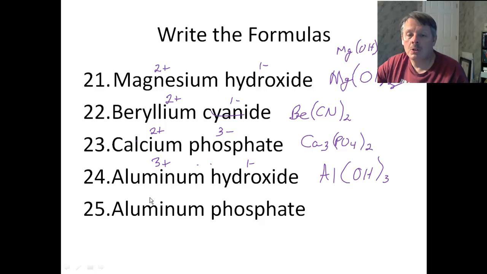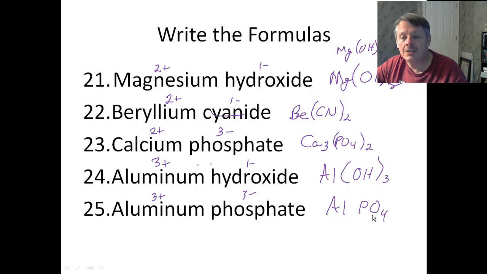How about aluminum phosphate? Aluminum is a 3 plus charge. Phosphate's a 3 minus charge. Aluminum is Al. Phosphate is PO4. PO4 is something you have to memorize for phosphate. And the plus 3 and the minus 3 cancel. So we're good on that one. It is AlPO4.